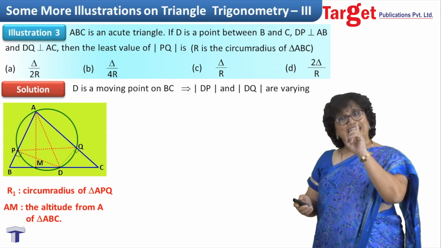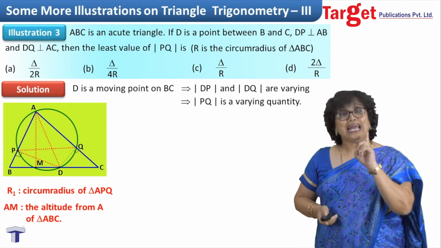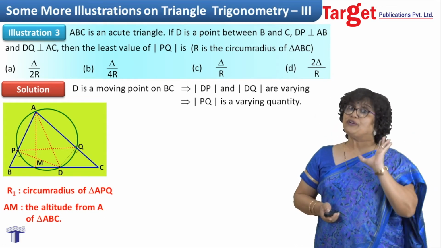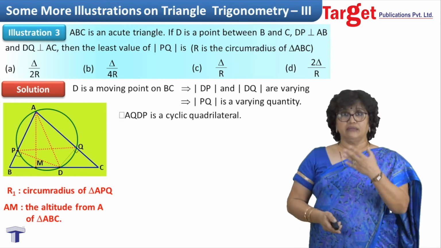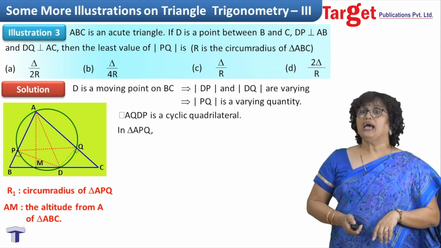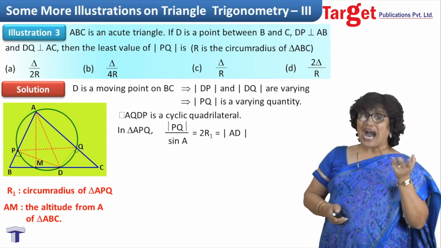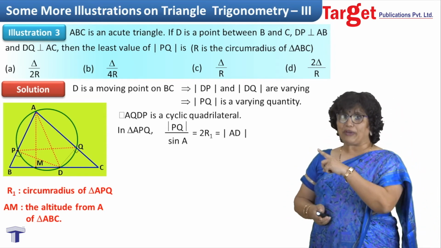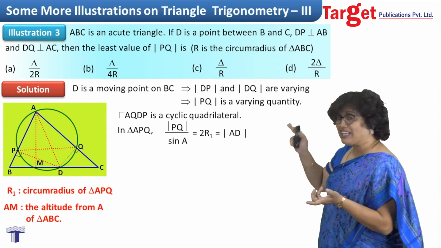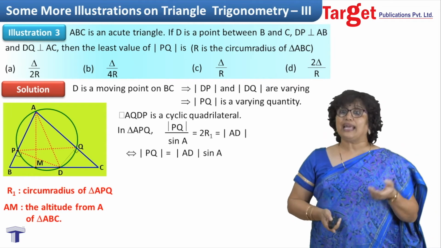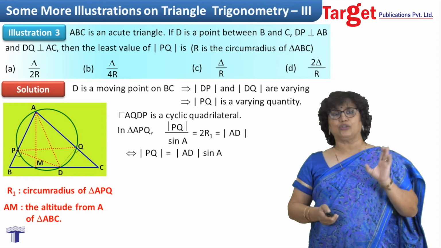So the statement that D is a moving point, and hence DP and DQ are varying quantities, and hence PQ is a varying quantity. So first I made sure that we can have a minimum or least value of PQ. Also, I realize in triangle APQ, PQ upon sin A is 2R1. I will not write 2R. I hope everyone understands why. And 2R1, according to the picture, is nothing but diameter AD, right? And hence I write PQ equal to AD into sin A.